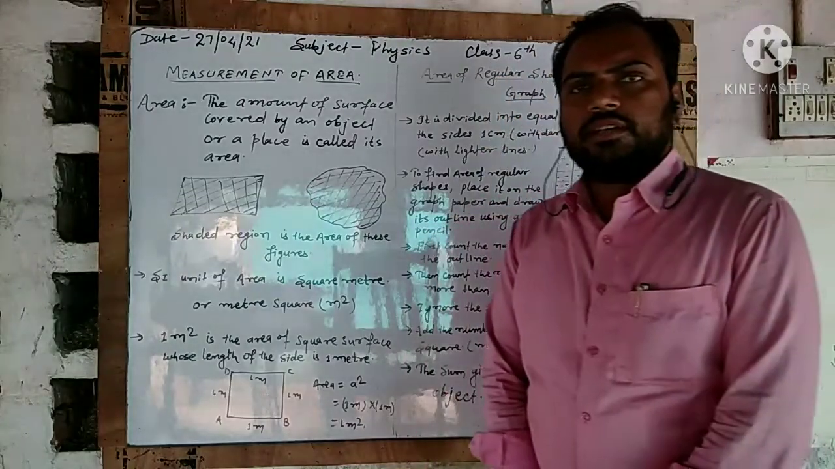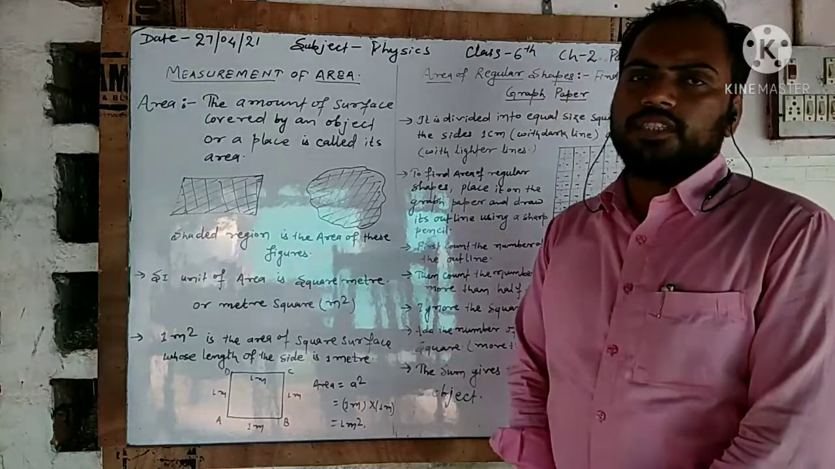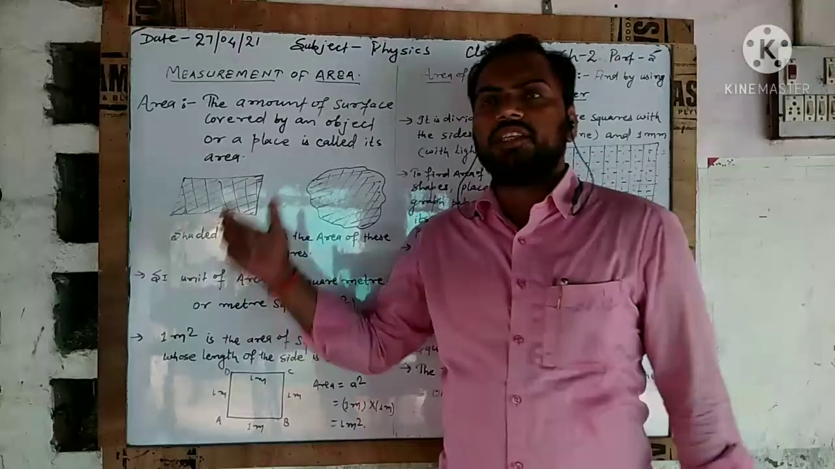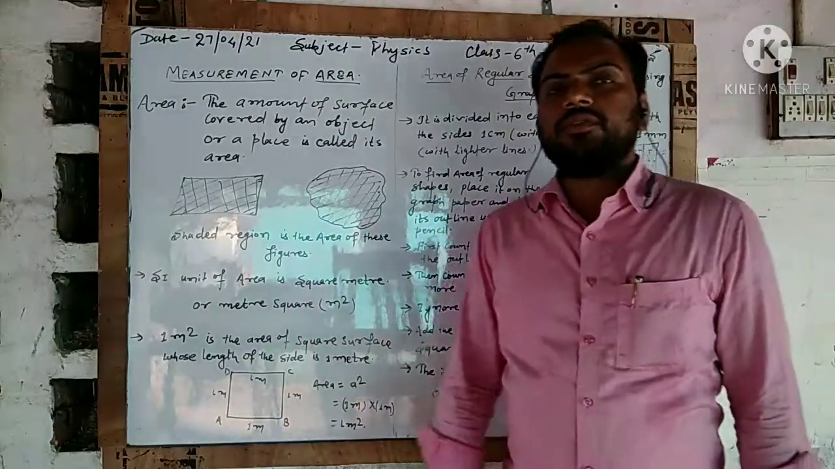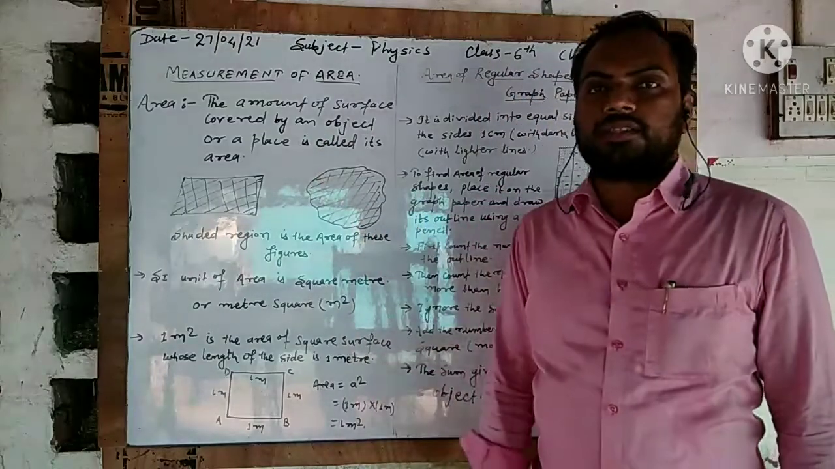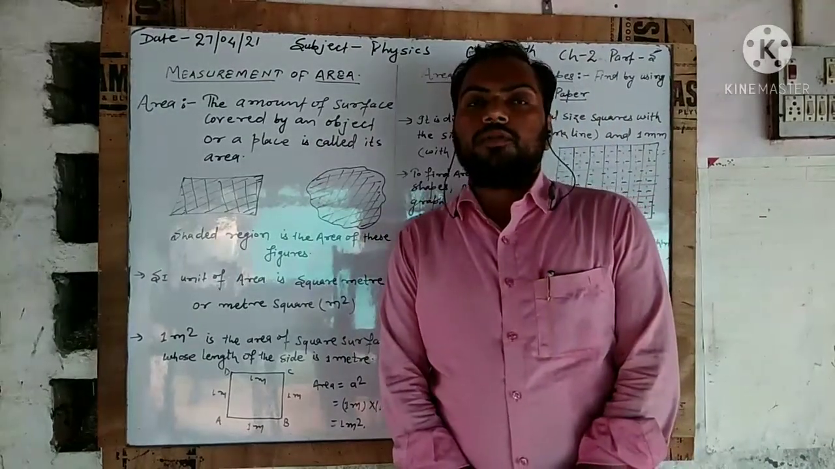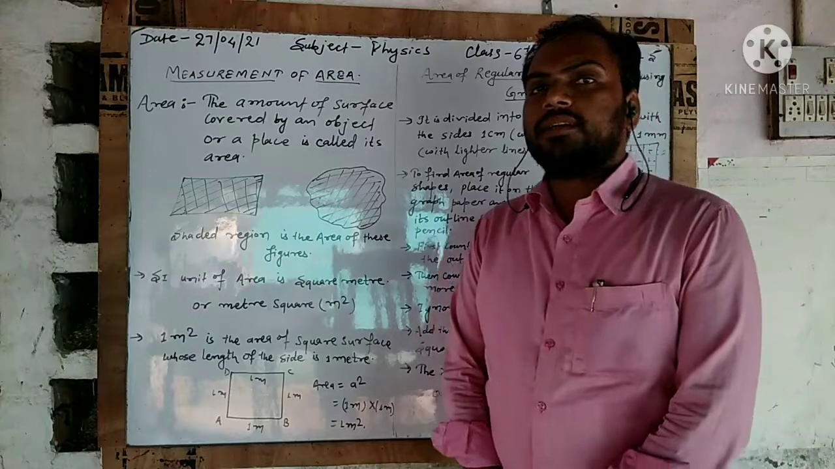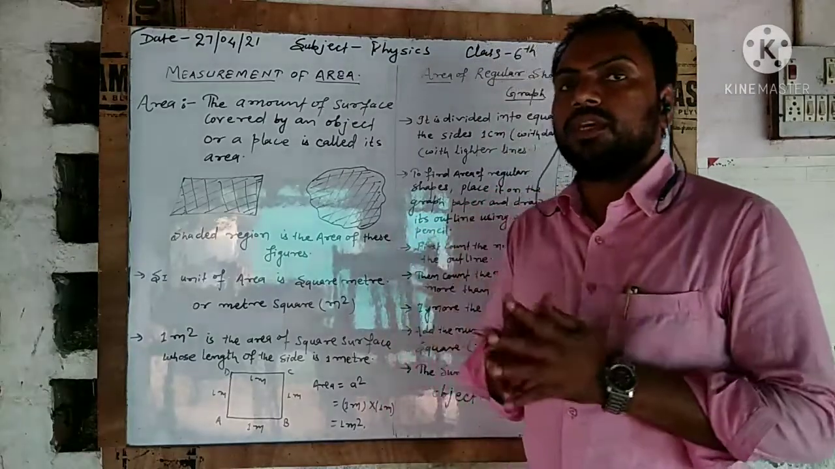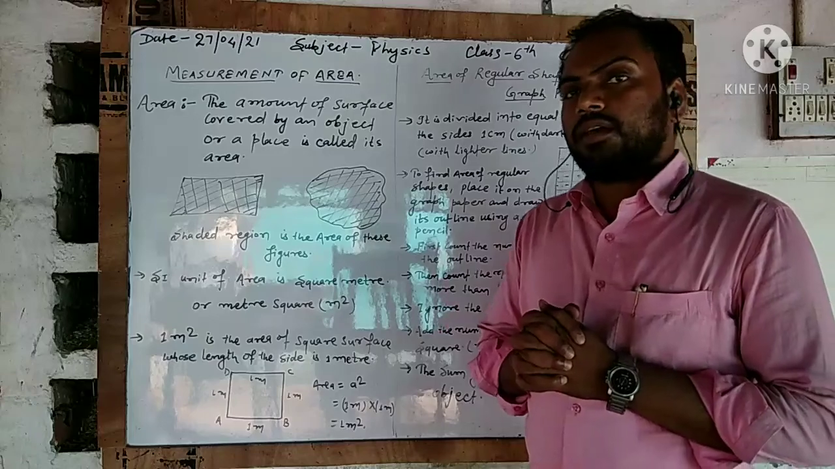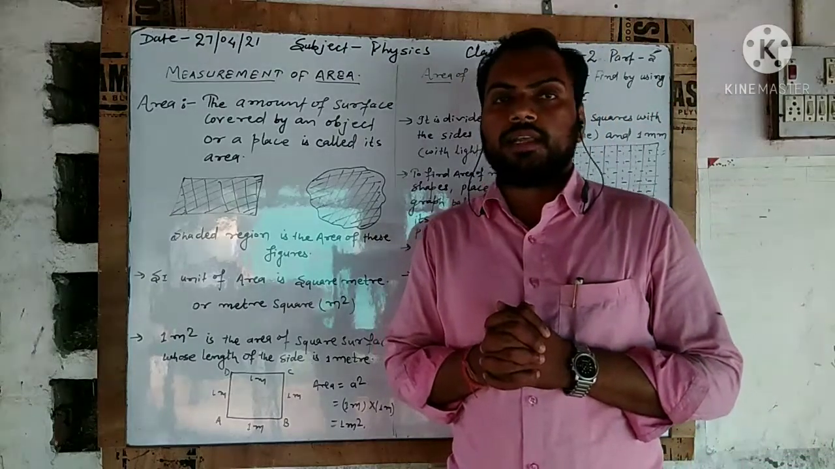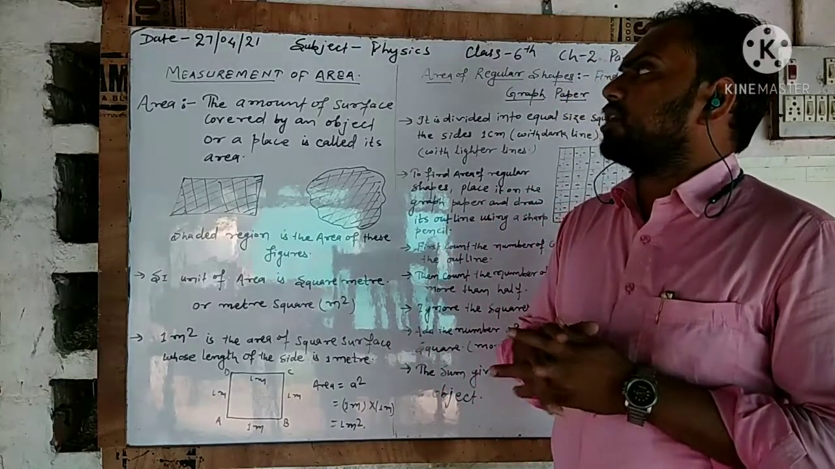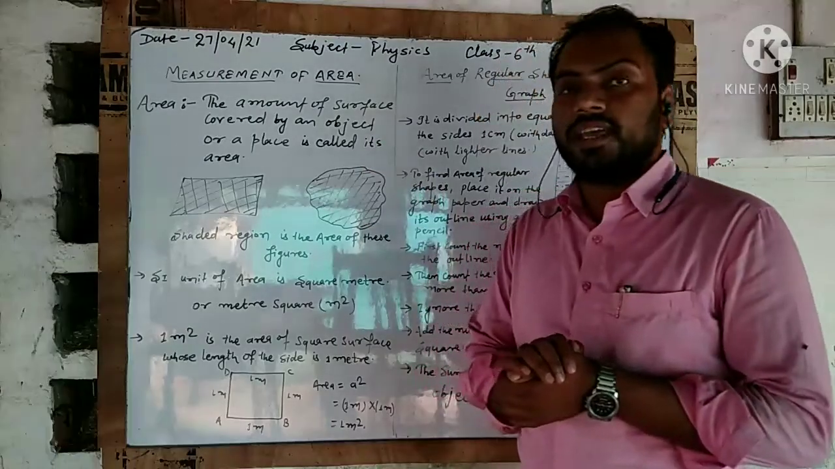Now we are going to start the next topic, that is the last topic of this chapter. Chapter number 2, measurement of area. The last topic is measurement of area. In the previous video we have studied the measurement of mass. We have learned about measuring the things which we purchase from the market, how we used to measure that quantity by using a beam balance or electric measuring device. Okay, now we are moving to the next topic, that is measurement of area.